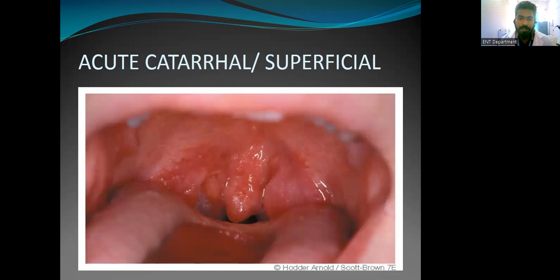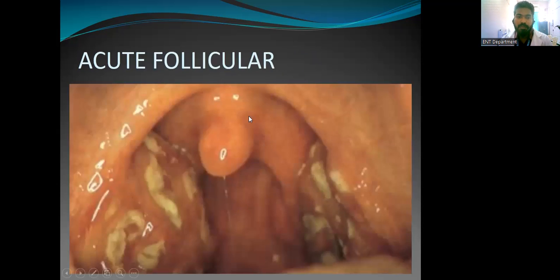Okay, so this is the picture of an acute catarrhal or superficial tonsillitis. The tonsil is inflamed, along with pharyngitis. Then acute follicular tonsillitis. Here you see some yellow dots or spots that look like follicles. These are the crypts present in the tonsil, and you can see the yellow purulent material coming out. There's something called the Meirowitz sign: when you press on the anterior pillar, the cheesy material will just come out. That's called the Meirowitz sign.